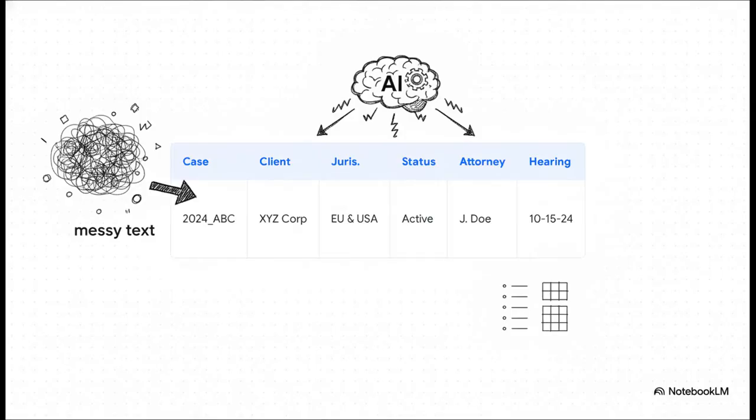You might have super messy text like case files, dates, and attorney names just scattered everywhere in a document. Well, if you explicitly ask the AI to format the output as a structured table with specific columns, the AI will perfectly organize the data for you. Output formatting constraints can magically turn messy text into clean, usable formats like bulleted lists, markdown tables, or specific coding languages. It's a real game changer that saves you hours of manual post-processing.